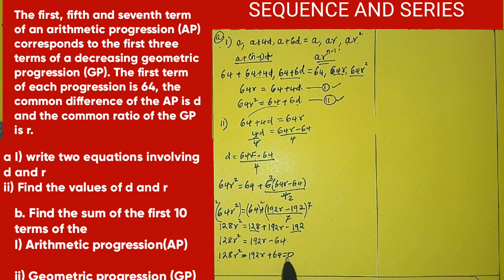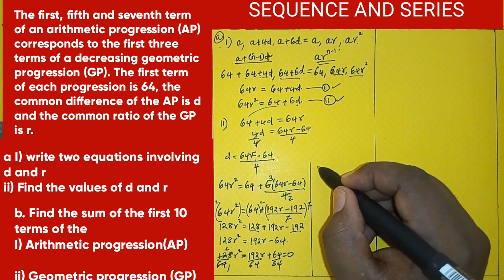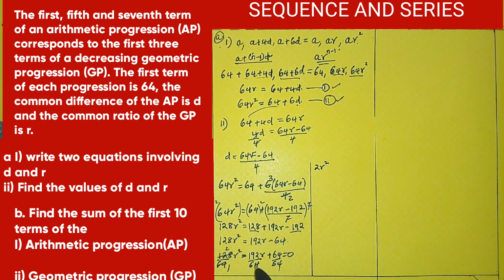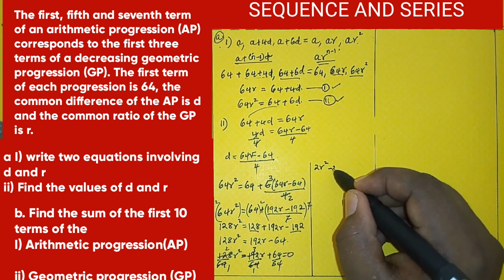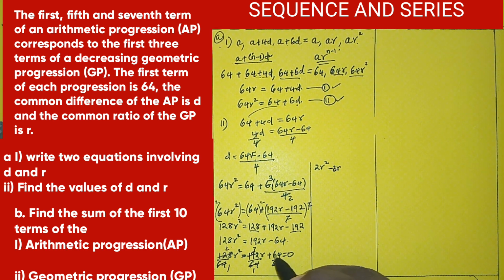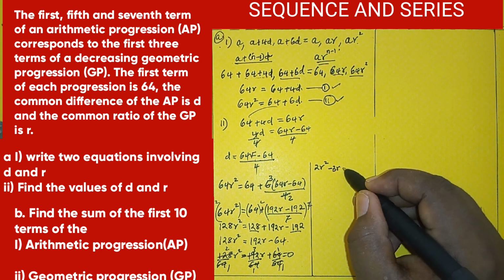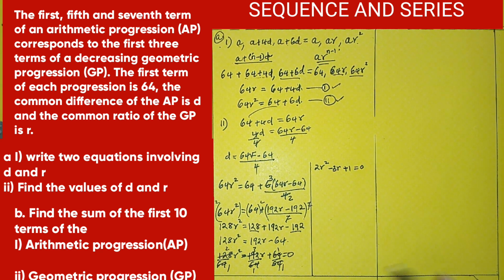So we have 64 common here. So we can divide through by 64. 128 divided by 64, we have 2, so we have 2R squared. 192 divided by 64, we have 3, minus 3R. 64 divided by 64, 1. So we have plus 1 equals 0.